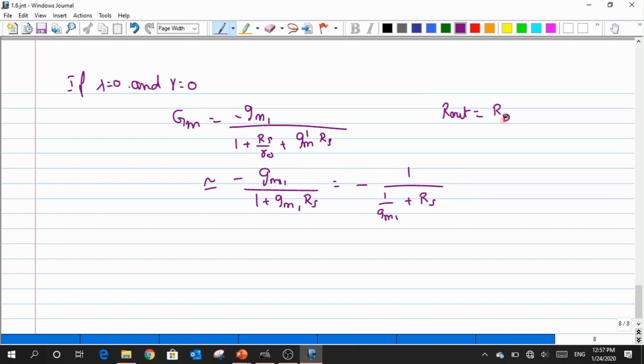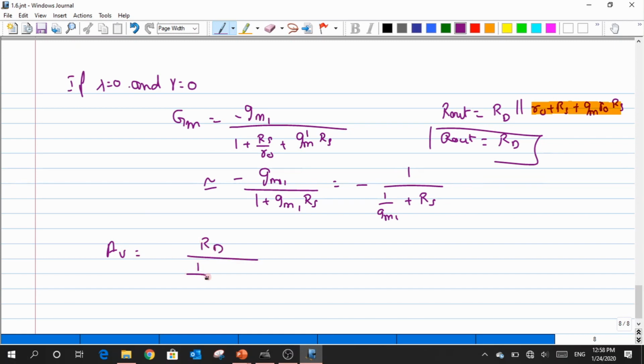So R out was defined as RD in parallel with the Rx, which is again R0, RS, GM, R0, RS, right? So what happens to this particular part? Infinite, right? Because R0 becomes infinite in that case. So I have something infinite in parallel with RD. What happens to this effective value? It is just RD. Okay. So now, based on this, I can write this gain to be just a product of RD divided by 1 by GM1 plus RS with a negative sign.